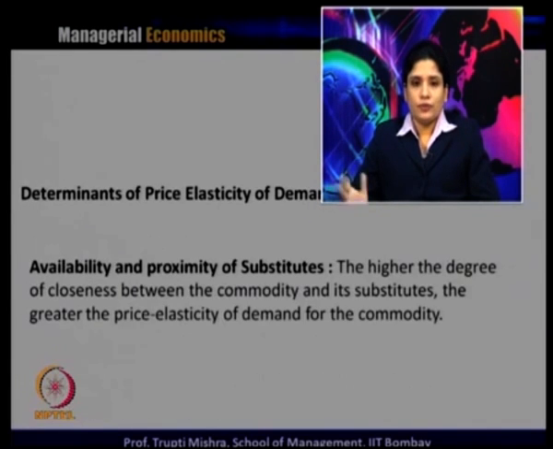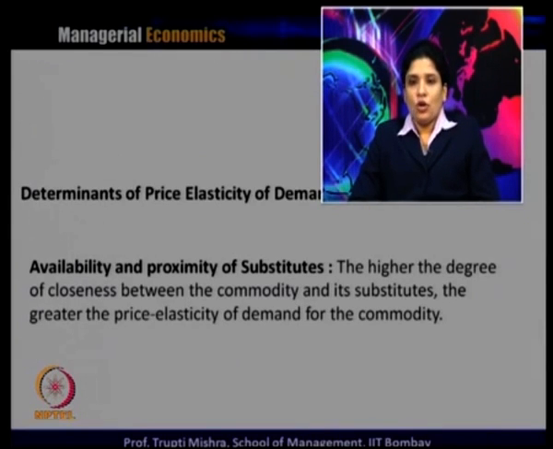The second determinant of price elasticity of demand is the availability and proximity of substitutes. I think we have already introduced the concept of substitute goods, like tea and coffee, or maybe petrol and diesel. These are substitute goods because you can consume one or the other, and both give the same level of utility. The higher the degree of closeness between the commodity and its substitute, the greater the price elasticity of demand for the commodity.